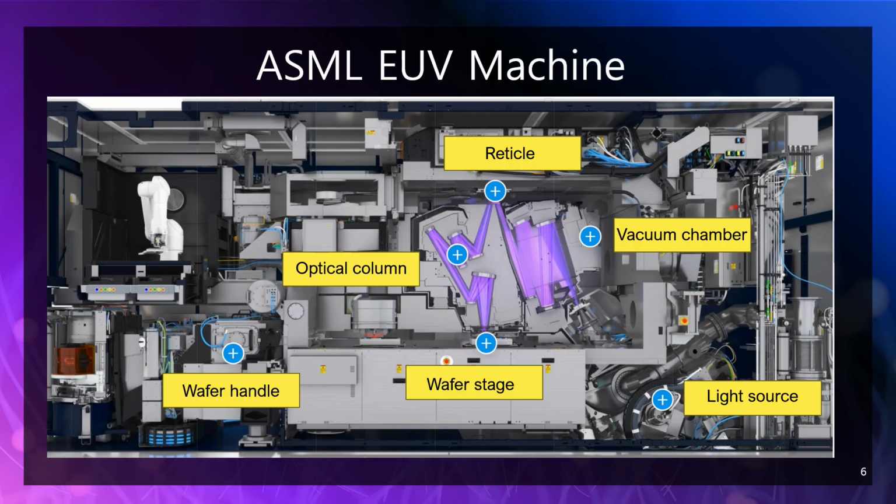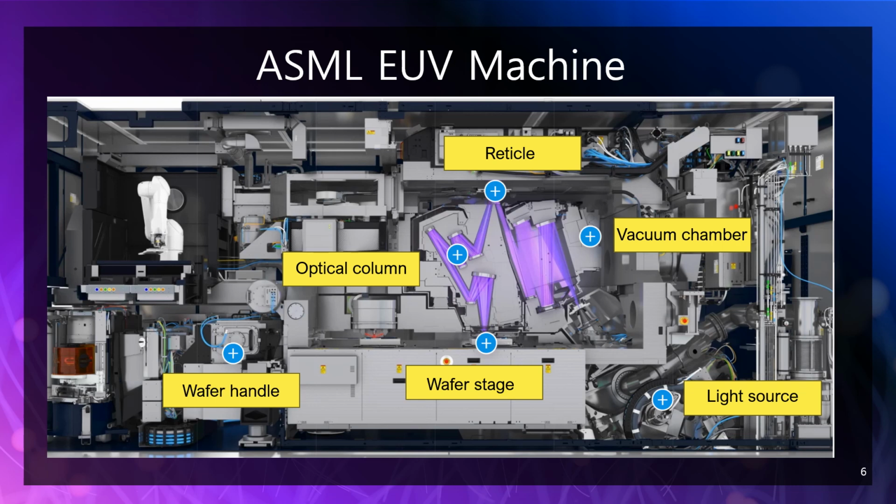Now I will talk about the ASML EUV machine. There are 6 main devices in this machine. First, wafer handler. Robot arms move the wafer inside and out of the airlock. Second, wafer stage. The wafer stage adjusts the wafer in quarter nanometers for each process and inspects and checks 20,000 times per second.